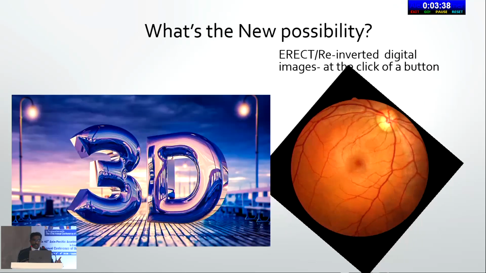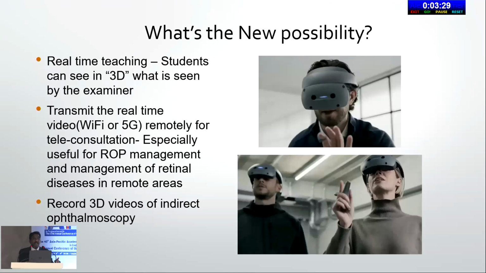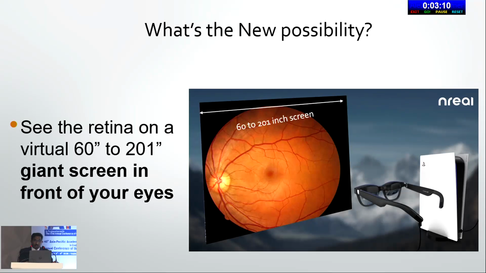What are the new possibilities? Well, you will be able to see an erect image. We can reinvert the image at the click of a button. Real-time teaching: students can see the images in 3D as seen by the examiner in real time. And we may also be able to transmit the images remotely for management advice, especially for ROP. We can record videos in 3D. Not only this, we'll be able to see this on a very large screen, right in front of your eyes, as large as 201 inches.